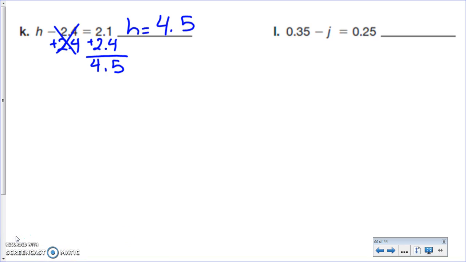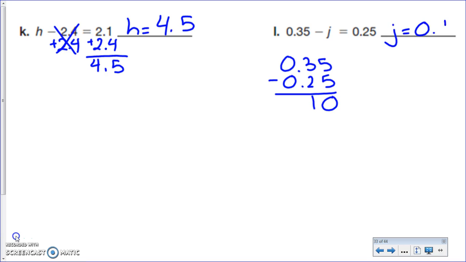For l, we have 35/100 minus j equals 25/100. So since the variable is being subtracted, we're going to take the 35/100 and subtract the 25/100 to find it. And when we do that, we find that it equals 10/100 or 1/10. So j equals 1/10. Please make sure you've copied down all of the work and glue this page in your math notebook.